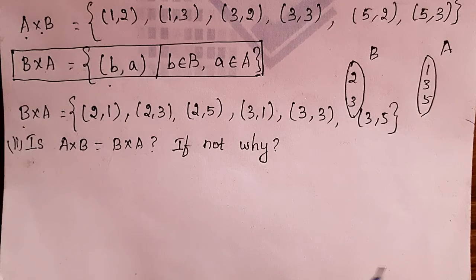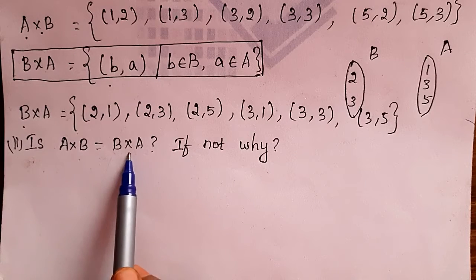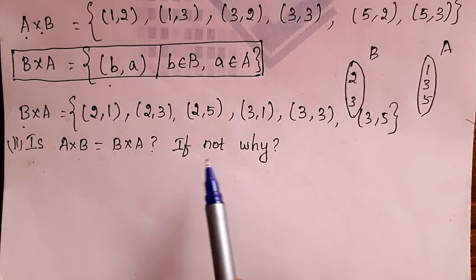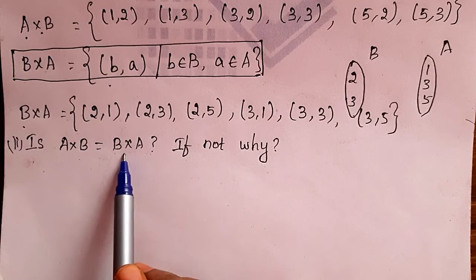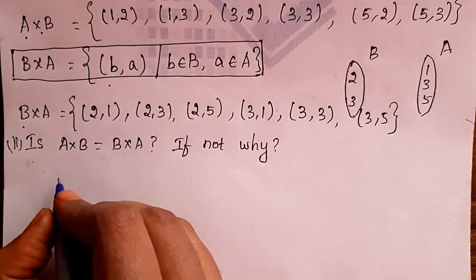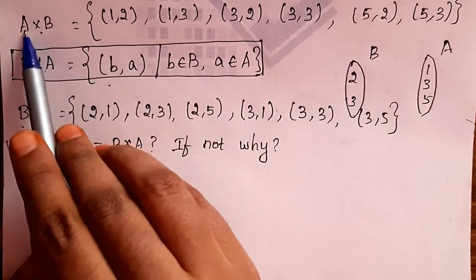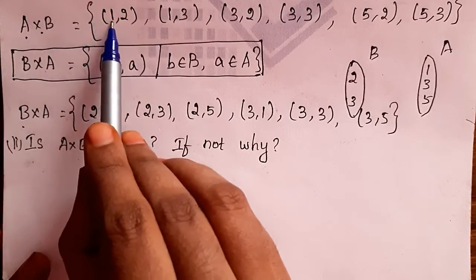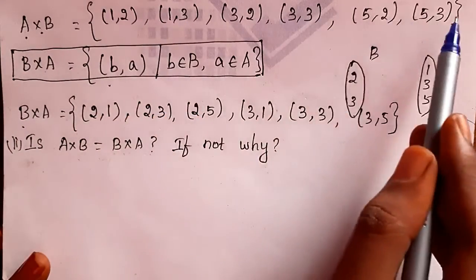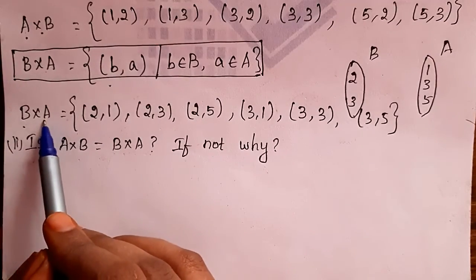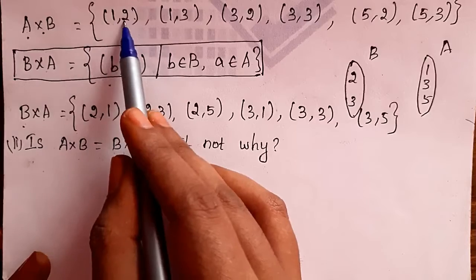And the second question they ask: is A cross B equal to B cross A? If not, why? Already you know both are not equal. So we can write it. Otherwise you can check it. You have this A cross B. Look, A cross B is 1, 2, 1, 3, etc. Look at B cross A, whether it is the same.